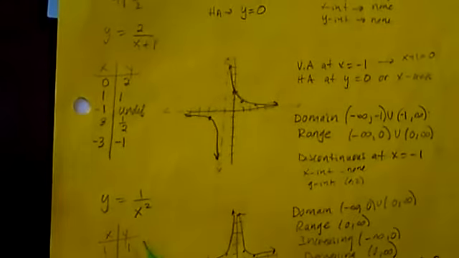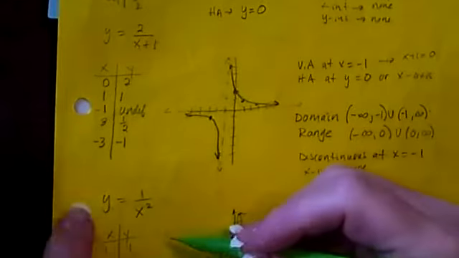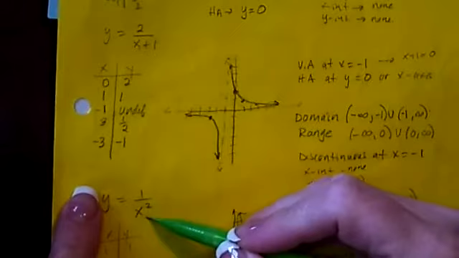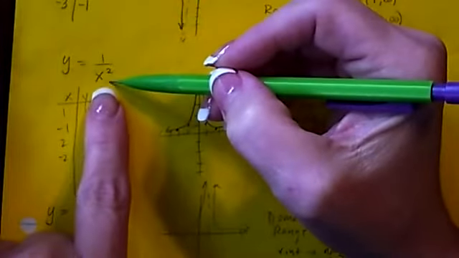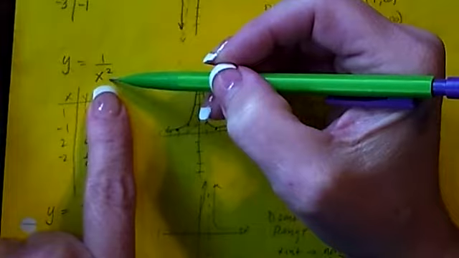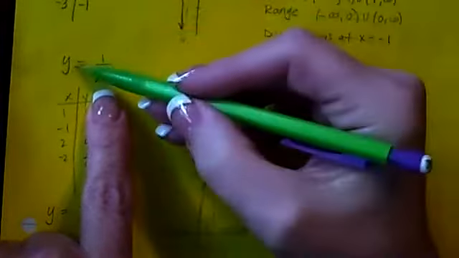Okay, so 1 over x squared. Let's first of all talk about finding the intercept. If I want to know the y-intercept, I put a 0 in for x. So it's 1 over 0. That's undefined, so we are not going to have a y-intercept.